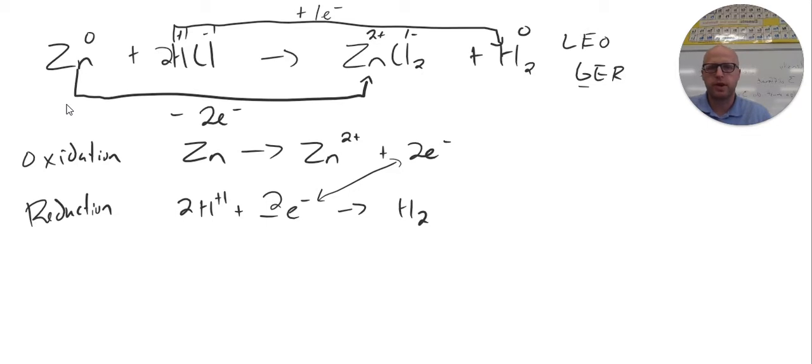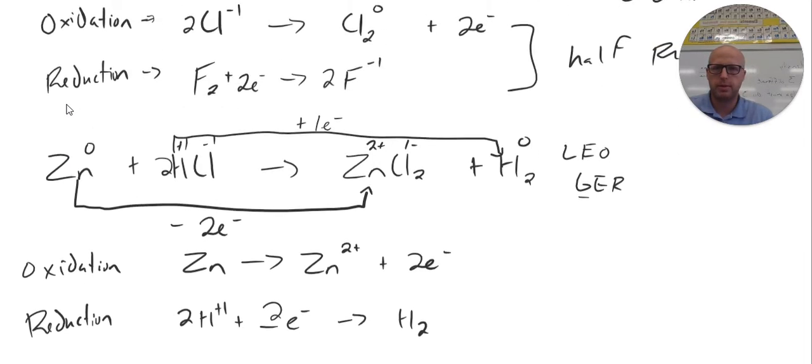So this is really what's going on. Now, why does this happen? Well, what's going on here is there's a battle for these electrons, okay, between zinc and hydrogen in this case. So in this particular reaction, who wants the electrons more? Well, hydrogen does, because it takes them and it ends with those electrons.